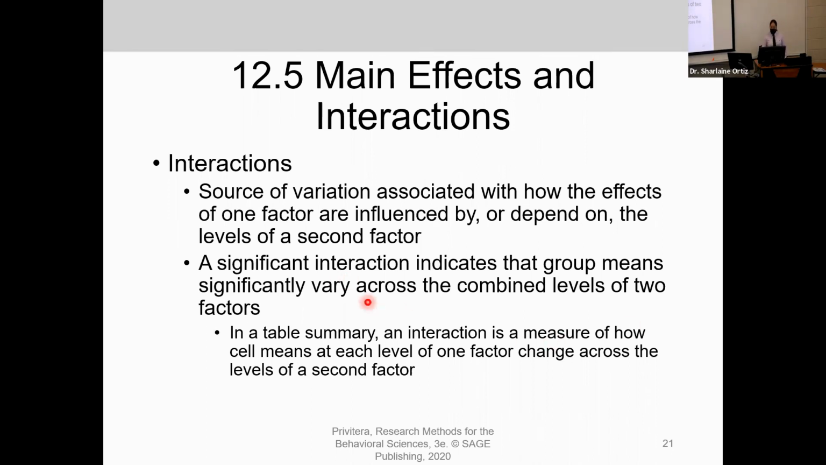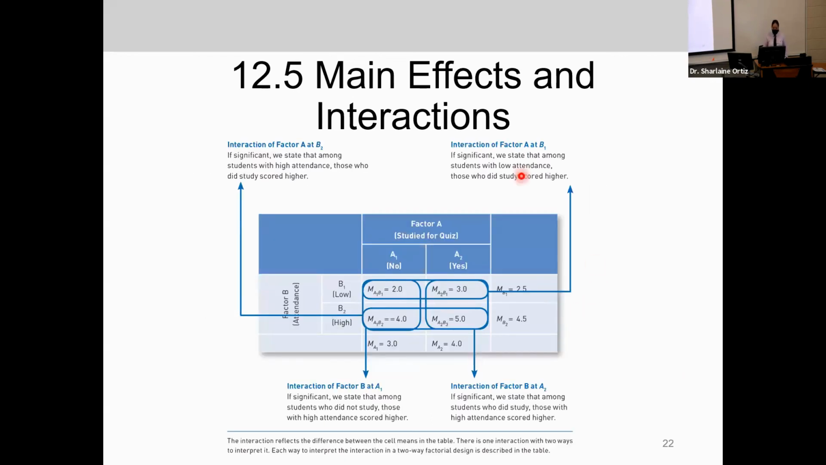Notice that whenever we find significance in that interaction, what that significance specifically is trying to tell us is that the group means vary significantly across the combined levels of those two factors. And I'm going to give you an example of what that looks like.